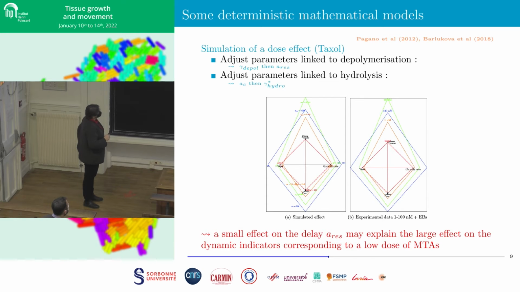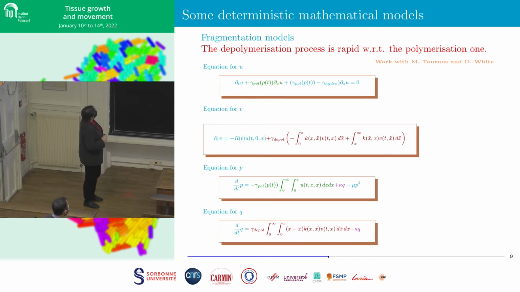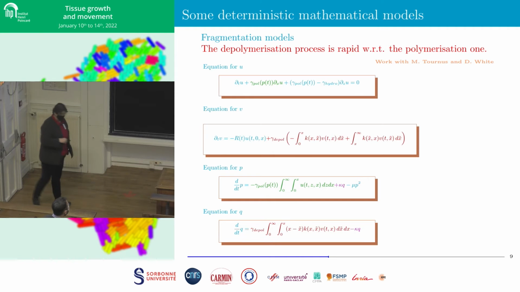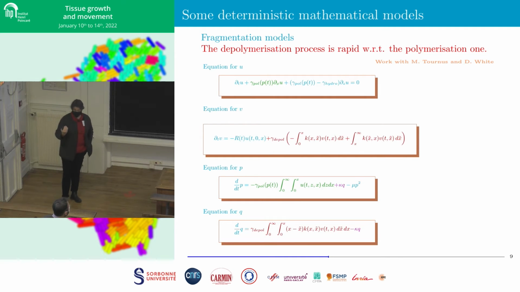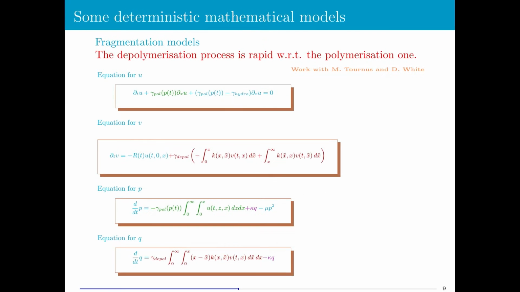So here is the work we've done with Iuna, but in fact we go further with Magali Tournus and Diana White, because we were not satisfied by the modelization of the depolymerization. In fact, the depolymerization speed is much bigger than the polymerization speed. And we can see the depolymerization process as a sudden process. And so we decided to model it thanks to a fragmentation model.